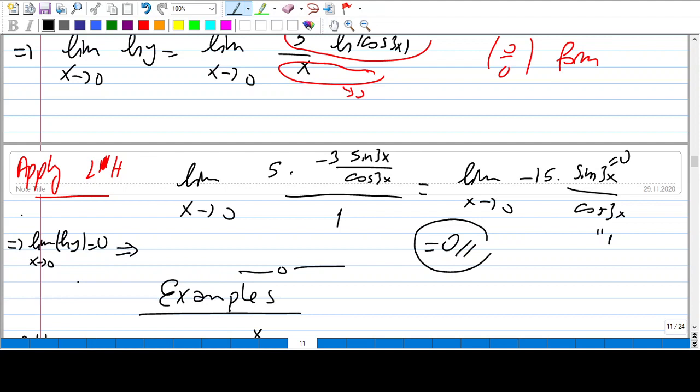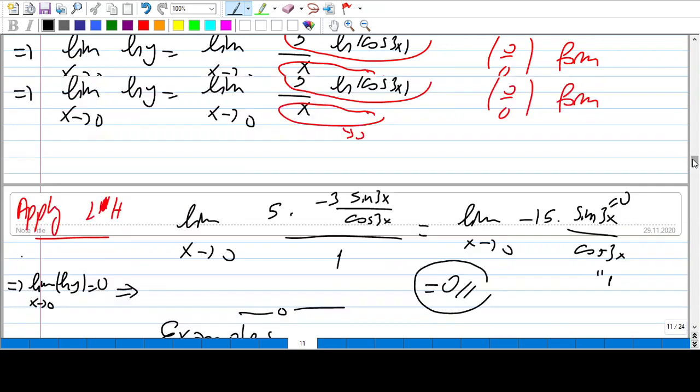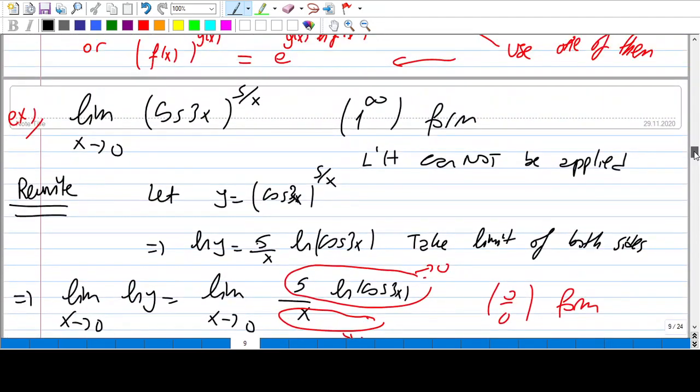But I need to evaluate the limit of y. So y is the function which is given. Let us go back to the question. It's better to see it again. So this is our y: y is equal to (cosine 3x) to the power 5 over x, but we evaluated the limit of ln y. What is the limit of y? This is the question, in fact.